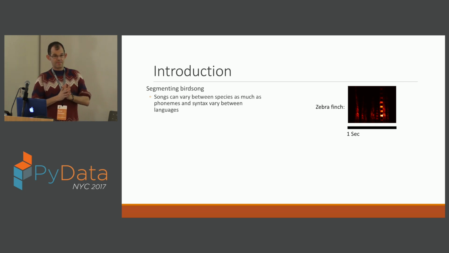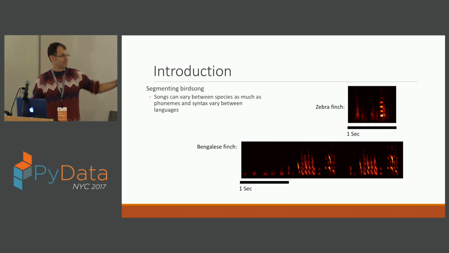But song can vary very greatly between species, as much as phonemes and syntax vary between languages. So here's a zebra finch song, just 1 second of its song. They have one motif that they'll just sing over and over throughout their adult life. By comparison, here's Bengalese finch song. So they'll have one syllable that we call branch points, a few syllables that will branch to 2 or more syllables, and this gives them a sort of syntax to their song.